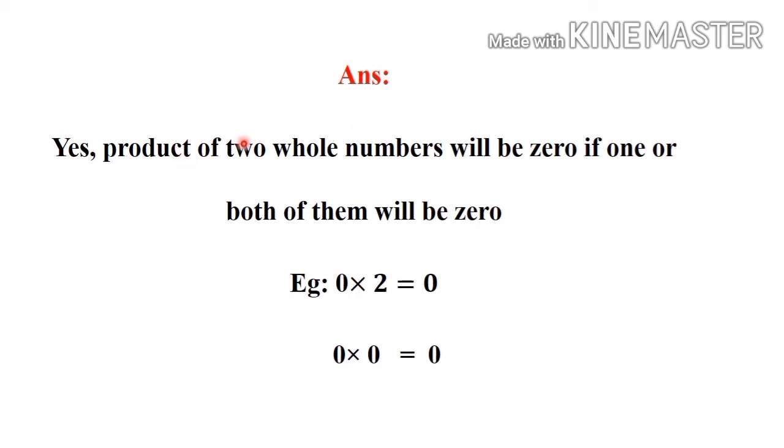Yes, the product of two whole numbers will be 0 if one or both of them will be 0. Just what I said. A I am giving 0, B I am giving 2. What is the answer? 0. Now A I am giving 0, B also 0. What is the answer? 0. So first you have to write this sentence: yes, the product of two whole numbers will be 0 if one or both of them will be 0. If A is 0, the answer is 0. If A and B are 0, the answer is also 0, because here we are doing multiplication.